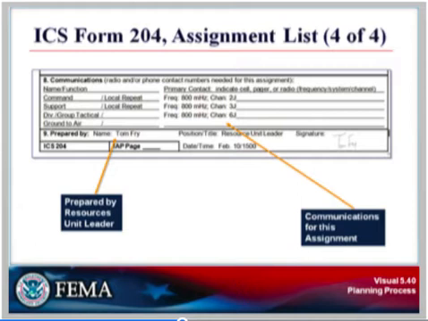Communications assignments are also specified on the assignment list, or ICS 204. It should be noted that information from several forms is integrated into the assignment list in order to inform members of the operations section about assignments, instructions, and communications protocols or frequencies without needing to give them a copy of the entire incident action plan.